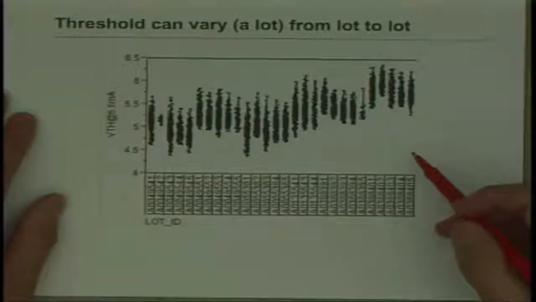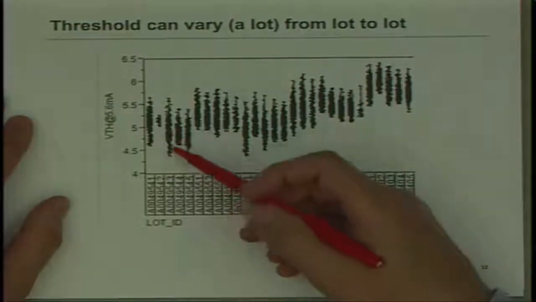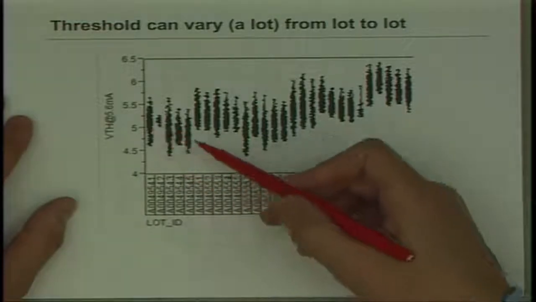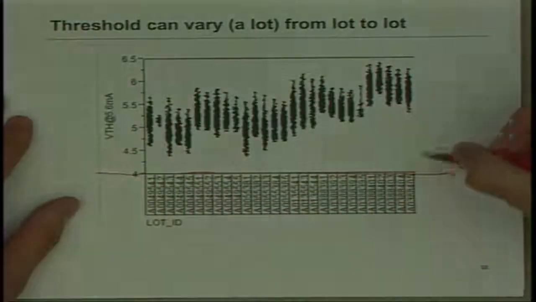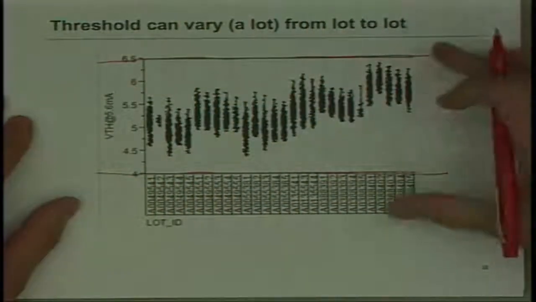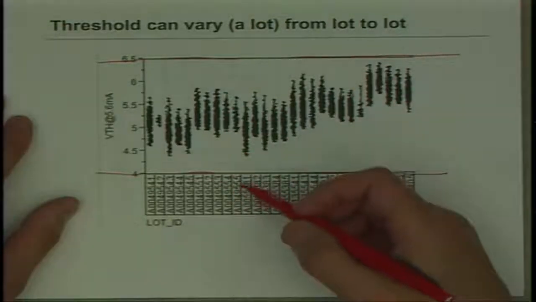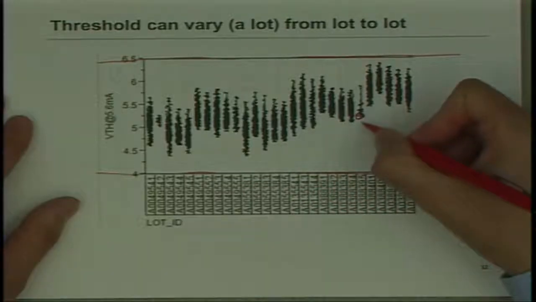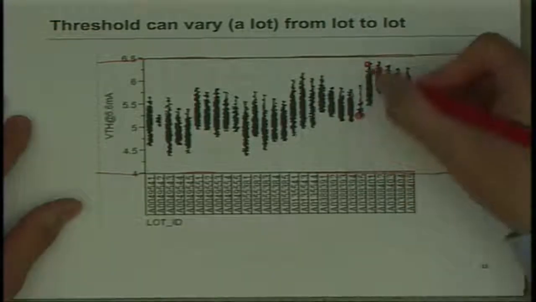And my title here, the threshold can vary a lot from lot to lot. This just shows a distribution plot of different wafer lots. And so these are all within the specification here, 4 to 6.5 volts is what the datasheet says. And these are all well within that. But if I happen to take this device and I get another tube, I'm assembling a bunch of these in parallel, and I have a device from here, I can have a very significant difference between them.